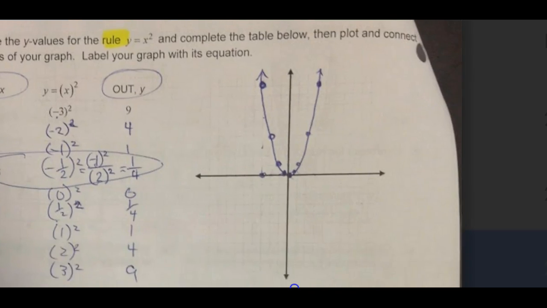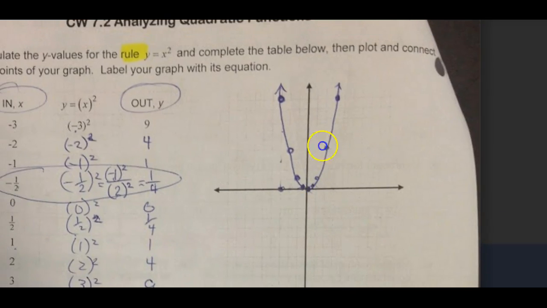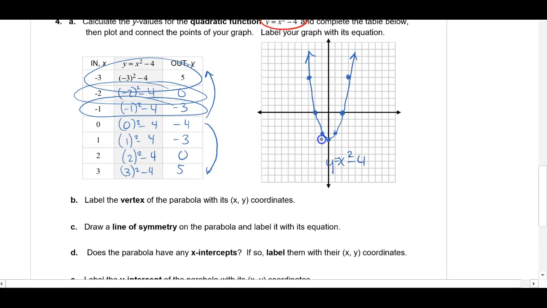X squared was right here. It started at 0 and went up to the right. This one starts at negative 4 and goes up to the right, and starts at negative 4 and goes up to the left. So it's the same graph, but it looks like it moved down. It moved down minus 4. Well, guess what? It is minus 4, so that's why it moved down. The whole graph moved down minus 4.